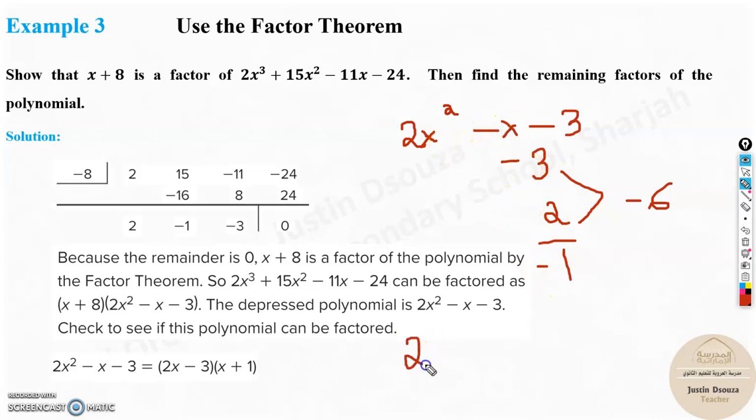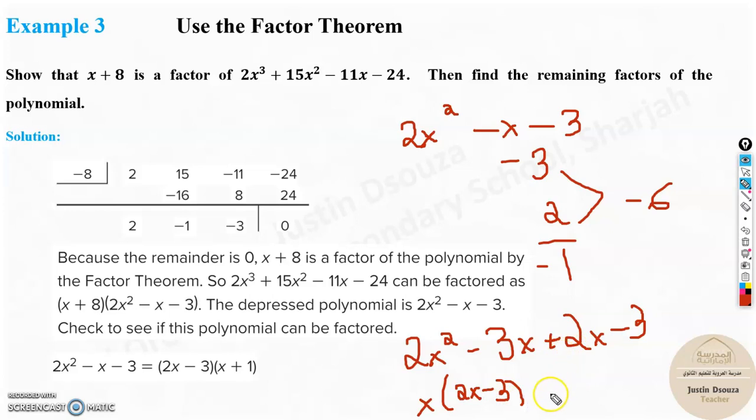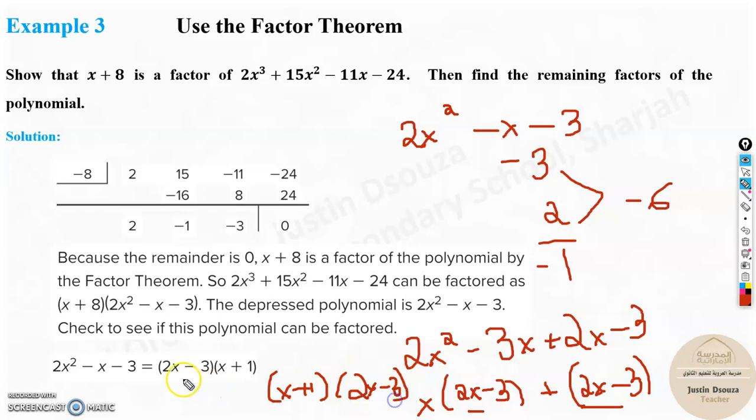You can split this as -3x plus 2x minus 3, and now you can take the factors out. That is, x is removed over here, you will have 2x minus 3, and over here you're removing nothing basically, so it is just 1 times 2x minus 3. Now you can see these two terms are the same, so what is gone? It'll be x plus 1 times 2x minus 3. So this is how we get it if you're not using the calculator.